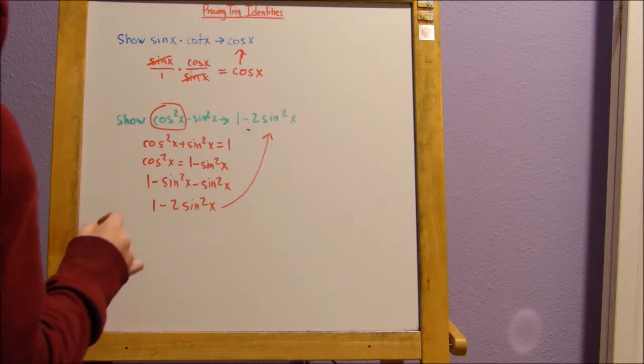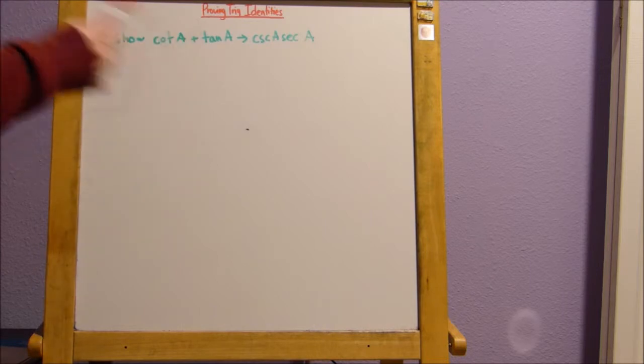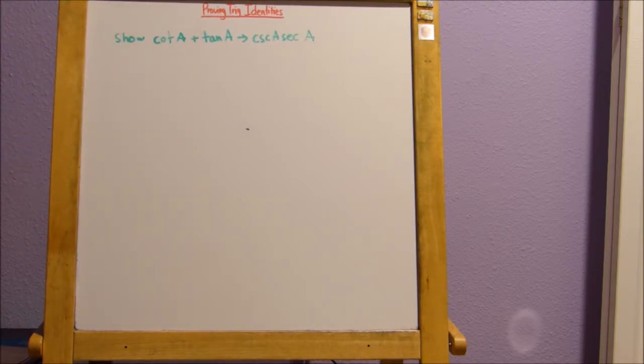Now let's do a problem that's a little bit harder. I like this problem because it uses a lot of the properties that we learned in the last video. Okay, so let's start it off. Show that cotangent of a, and I should note here that in this problem it uses a, in the last couple of problems it used x. This variable could literally be any letter. Here it's a, it could be b, it doesn't matter. Anyway, show cotangent of a plus tangent of a yields cosecant of a times secant of a.